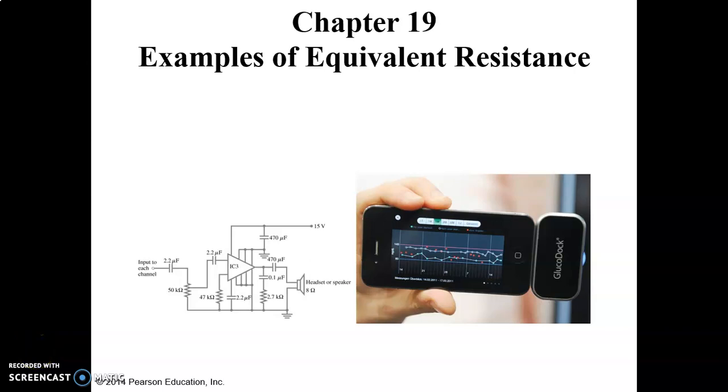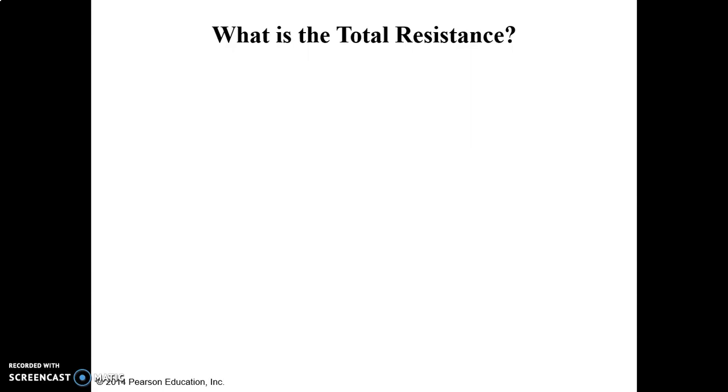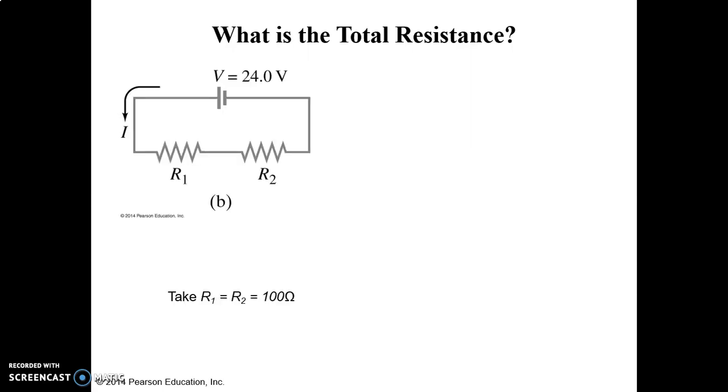In our last video, we looked at resistors in series and in parallel circuits. We also found ways to actually derive the equivalent resistance both in series and in parallel circuits. Now, in this video, we're going to use those two principles to actually calculate the equivalent resistance within a number of circuits. So we'll start off by asking, what is the total resistance of this circuit right here?